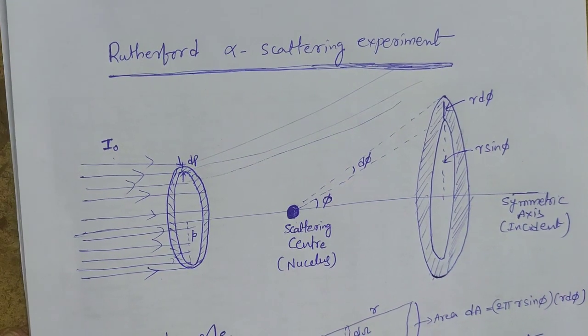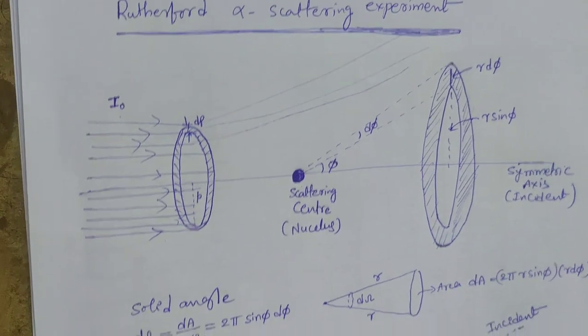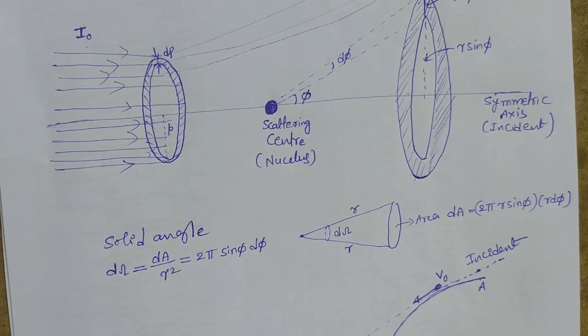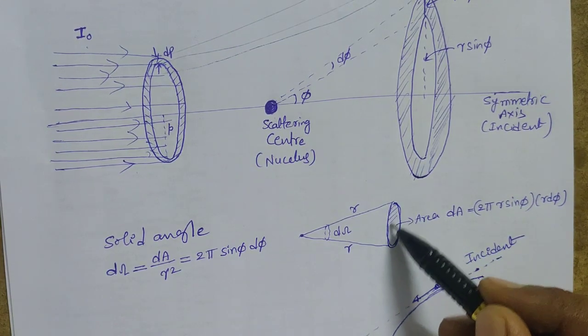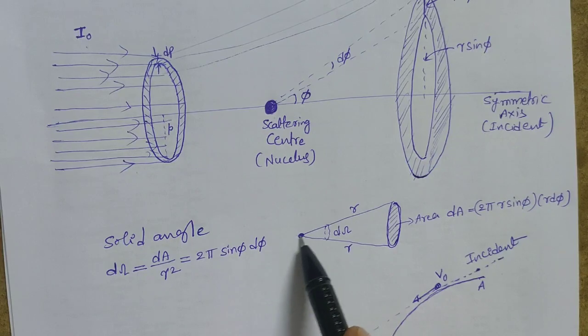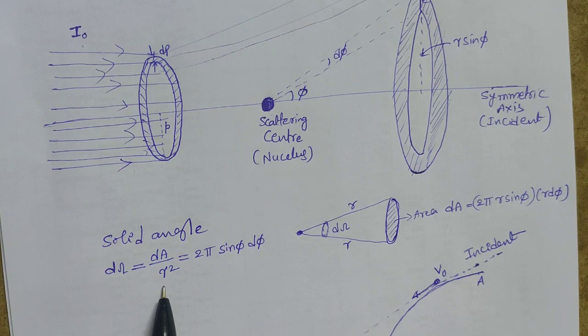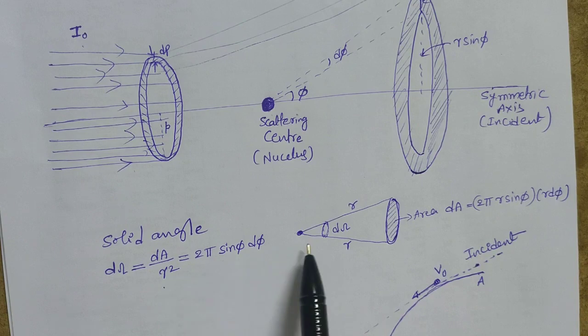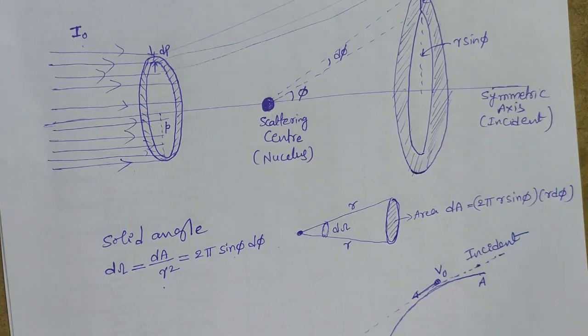Now I am defining one quantity here, known as the solid angle. Solid angle is defined as the solid angle subtended by an area at a point. This is the area, and at this particular point it subtends a solid angle. It is defined as area divided by r square. As I have explained in the class, when we use spherical coordinates, it comes out to be 2 pi sin phi d phi. Let me explain how.